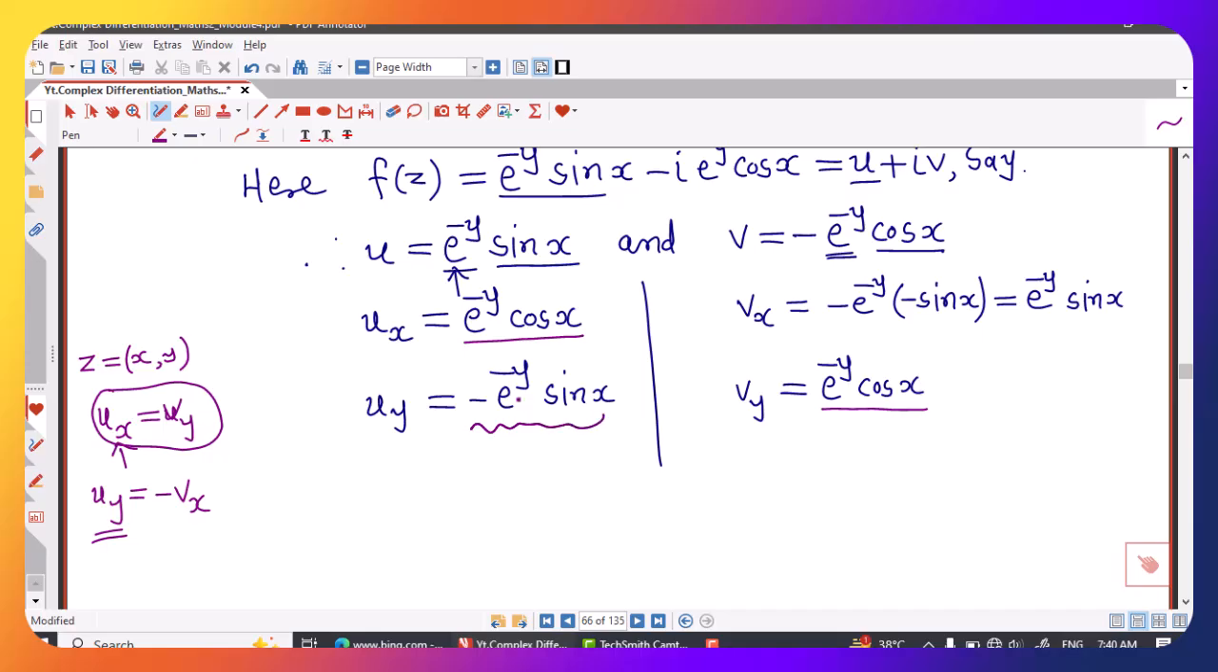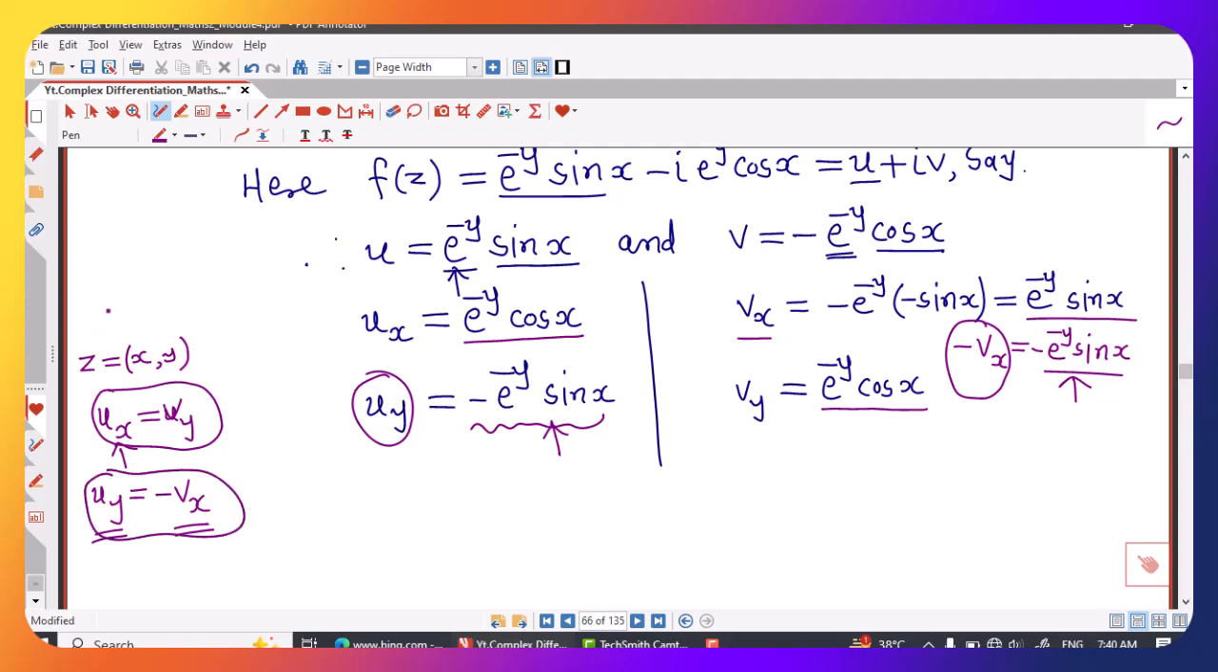Then what is del u by del y? It is minus e raised to minus y sin x. Del v by del x is e raised to minus y sin x. Therefore, minus v x is minus e raised to minus y sin x. And if we compare these two, we can see they are the same, minus e raised to minus y sin x. This means del u by del y and minus del v by del x are also equal at any point z equal to ordered pair xy. This means both CR equations are satisfied at every point in the complex plane.